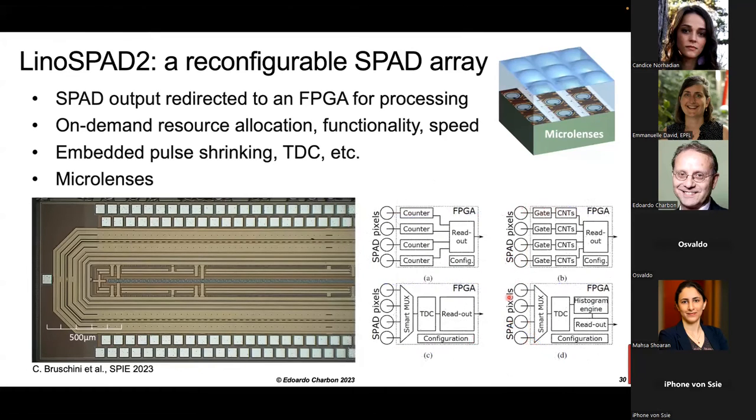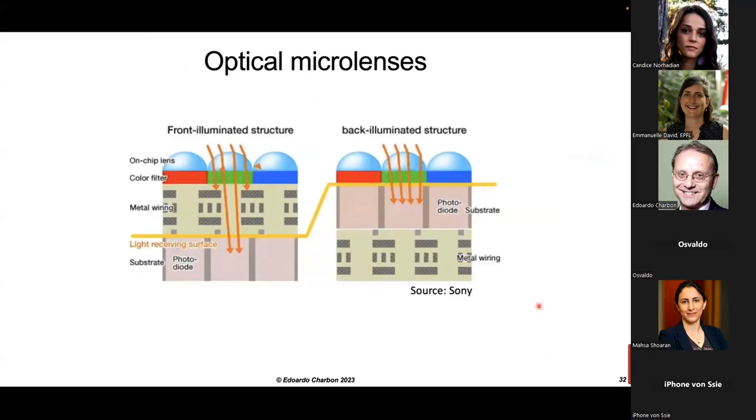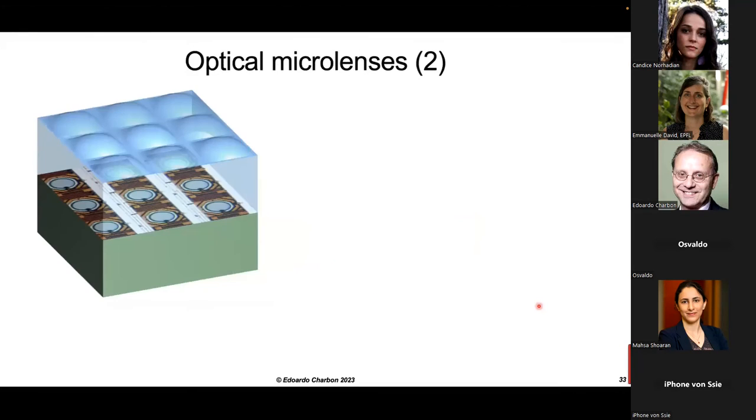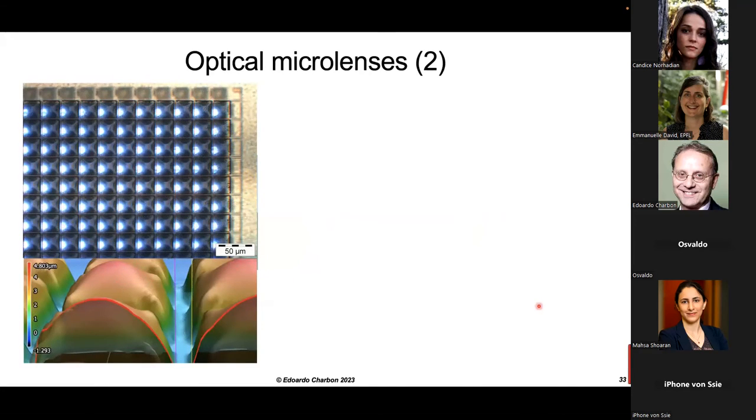But alternatively, one could imagine reconfiguring the FPGA to build a bunch of counters, for example, or counters with gating, or perhaps a single TDC or multiple TDCs, exactly based on the given implementation or application that one wants to use. Of course, micro lenses can be added, both in front side illumination and in back side illumination. And this is an example of optical micro lenses that were built on our device. And here you can see a detail.